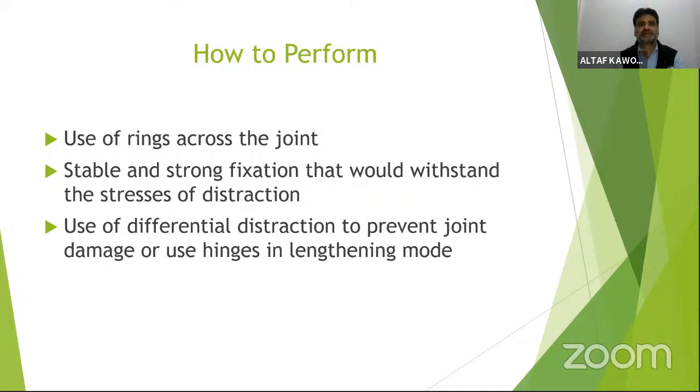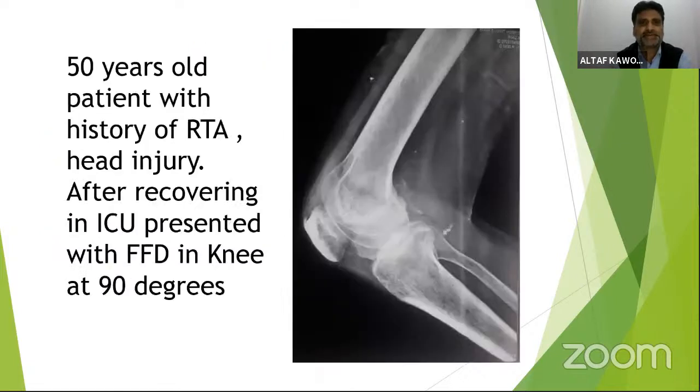So how to perform this technique? We use the rings across the joint, which should be stable and strong, that would withstand the stresses of distraction, and use a differential distraction to prevent joint damage, or use hinges in the lengthening mode. I'll try to explain this by this example. This is a 50 years old patient with a history of road traffic accident. He had a head injury associated, and after recovering in ICU, presented with a fixed flexion deformity in the knee at 90 degrees.